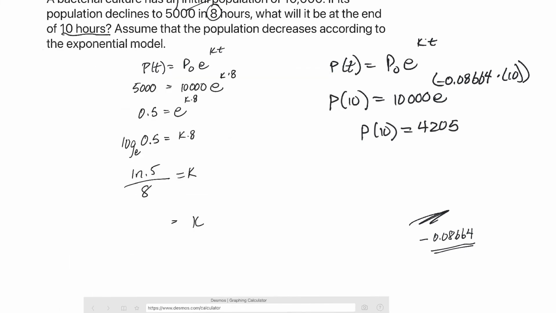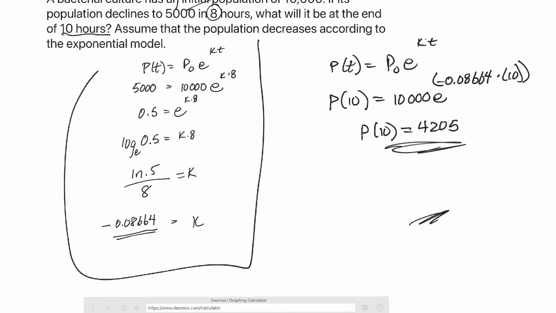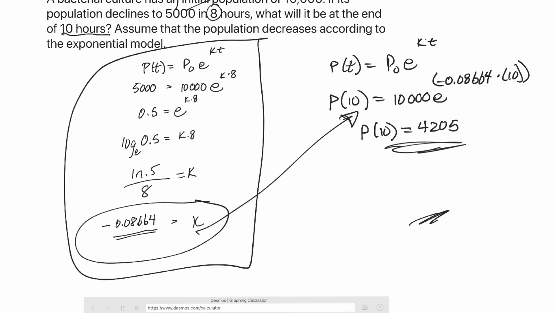Now let's look at that and see if it makes sense. In 8 hours it goes to 5,000, so in 10 hours it's got to be less than 5,000. I'm getting 4205, so that number makes sense. So that's a question where you first have to find your growth constant, or your decay constant, and once you find that, then you can use it in the formula. All right, hopefully that helps out.